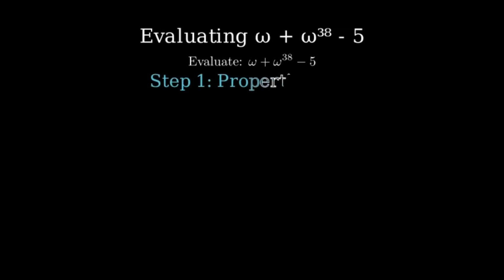Let's solve this complex number problem step by step. We need to evaluate ω + ω^38 − 5, where ω is a complex cube root of unity. Step 1. Understanding the properties of omega. Since omega is a complex cube root of unity, it satisfies the equation ω³ = 1. We also know that 1 + ω + ω² = 0.